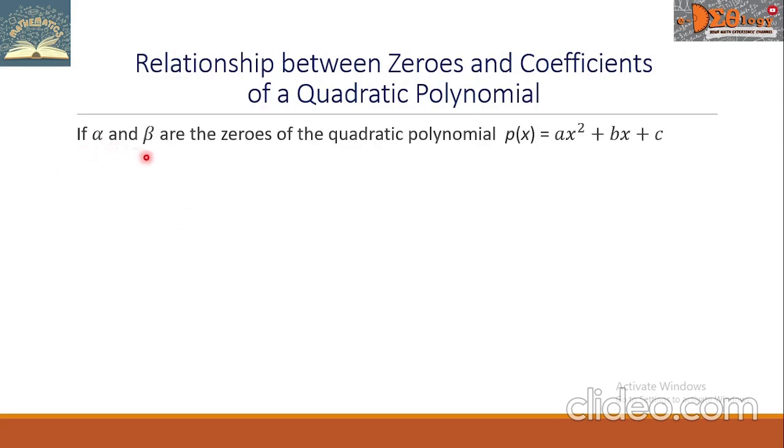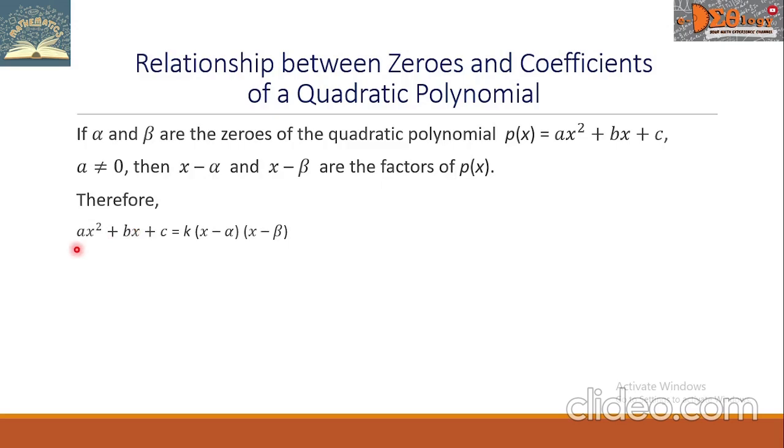We will now see the relationship between zeros and coefficients of a quadratic polynomial. If alpha and beta are the zeros of the quadratic polynomial p of x equals ax squared plus bx plus c, a is not equal to 0, then x minus alpha and x minus beta are the factors of p of x. Therefore, ax squared plus bx plus c equals k times the quantity x minus alpha times x minus beta. Here, k is a constant.